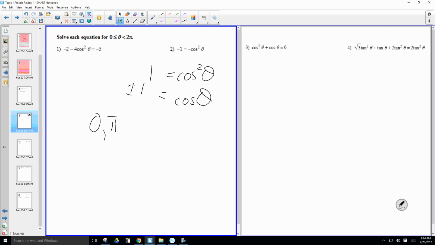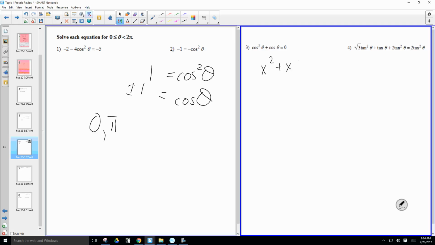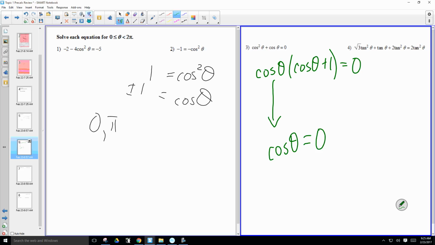Next one, we have 2 cosine terms. So we should factor out a greatest common factor. You solve this just the same way you would, how would you solve x squared plus x? Take out an x and it leaves you with x plus 1. So do the same thing, just take out a cosine. Cosine theta times cosine theta plus 1. So my solutions are where the cosine of theta equals 0. And for this one, cosine theta plus 1 equals 0. So cosine of theta equals -1.